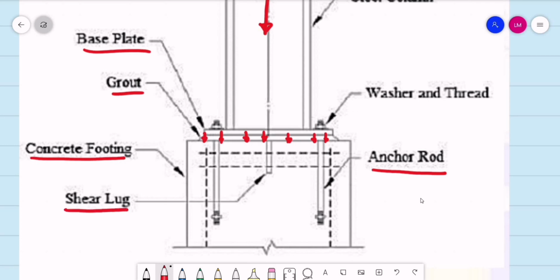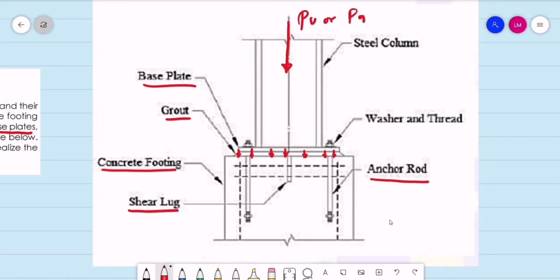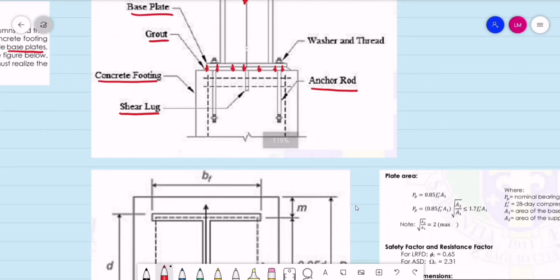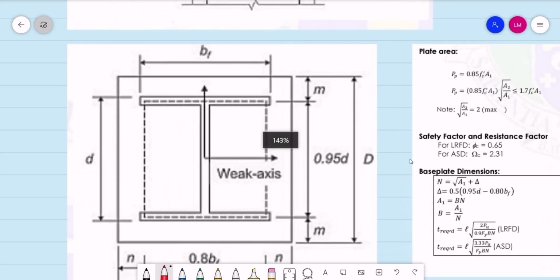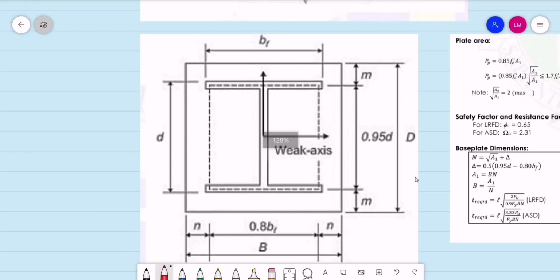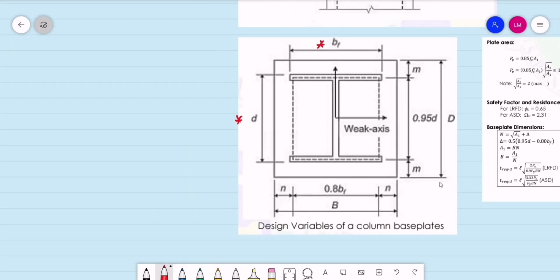A while ago we had this shear lug, a steel embedment. The purpose of the steel embedment is to transfer the shear load from the column to the footing. So let's have its top view. For example, we are using a wide flange, so we have the width of the flange, B sub F, and its depth d. So this is basically the area of our base plate.